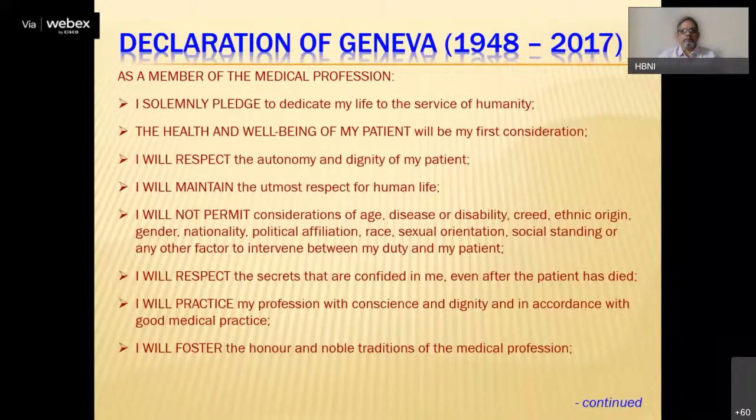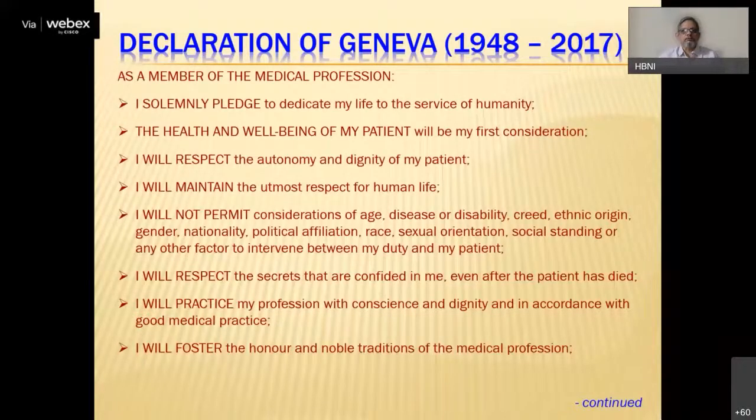Health and well-being of my patient will be my first consideration. I will respect the autonomy and dignity of my patient. I will maintain the utmost respect for human life. I will not permit considerations of age, disease, or disability, creed, ethnic origin, gender, nationality, political affiliation, race, sexual orientation, social standing, or any other factor to intervene between my duty and my patient. I will respect the secrets that are confided in me, even after the patient has died. I will practice my profession with conscience and dignity and in accordance with good medical practice.